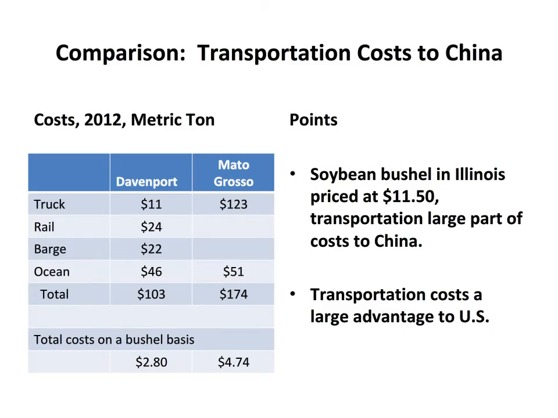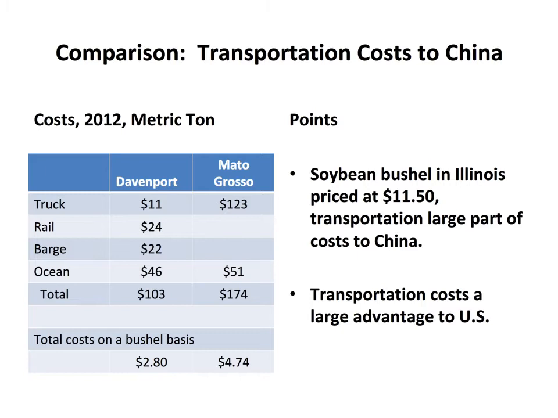And here that comparison is. And all we've done here is take the columns, Davenport and Mato Grosso, on the page to the left. It pulls costs from the previous slides, slide 7 and slide 9, into this slide here. You can see total cost Davenport to China, $103 per metric ton. Mato Grosso, $174 per metric ton. I'm going to state that on a bushel basis. That's $2.80 for Davenport to China, $4.74 for Mato Grosso. That is a large difference.